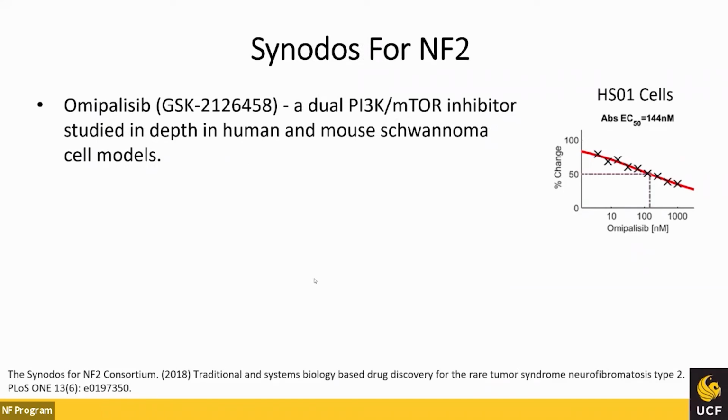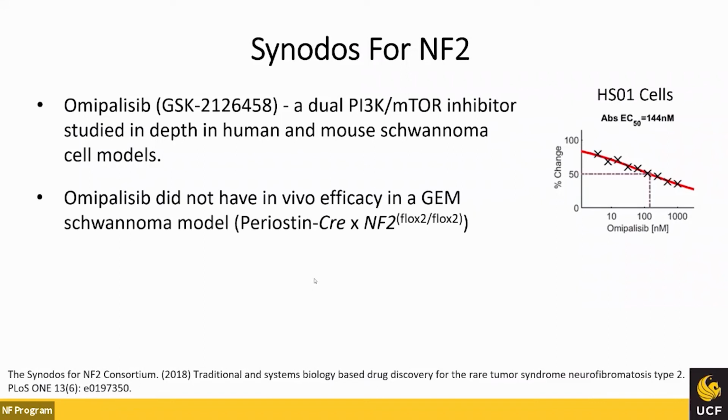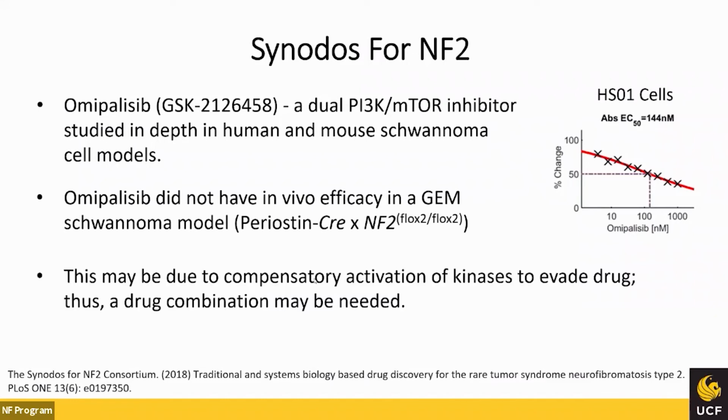In 2018, Synodus NF2 published results on omepallisib, a dual PI3 kinase mTOR inhibitor that reduced viability of human and mouse Merlin-deficient cell models. However, it was not effective in vivo in the Perry-Austin-Cree NF2 mouse model at the doses tested. It was postulated that this was due to activation of compensatory pathways.